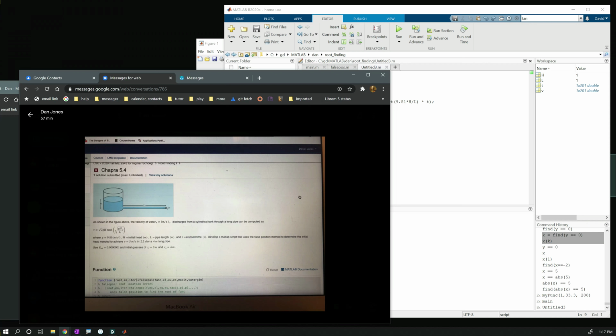H of t. Well, the thing is, I don't think you can manipulate it. Like, I don't think you can isolate H on one side. Right, okay. Well, might be able to.